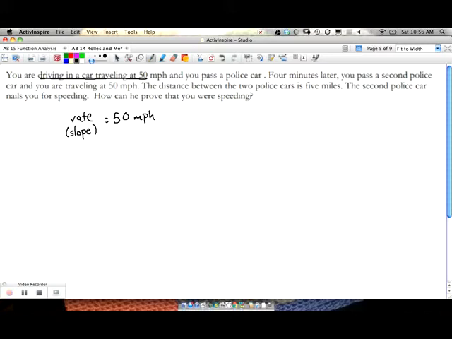Cool. And then we pass a second police car, but that's 4 minutes later. We pass a second police car, and so 4 minutes later, we're still driving 50 miles per hour. But the catch is the second police car is going to nail us for speeding. So we're speeding here, and it says the distance between the 2 cars was 5 miles. So how can he prove that you were speeding?